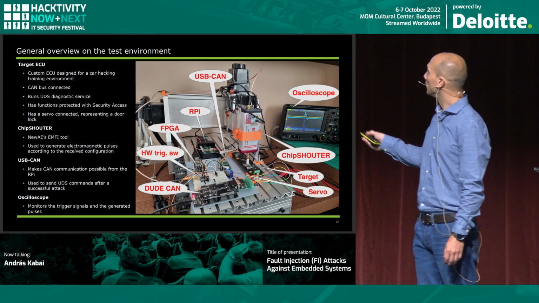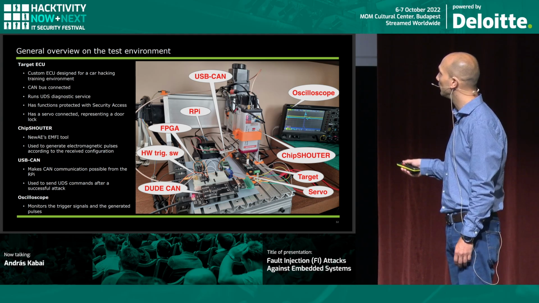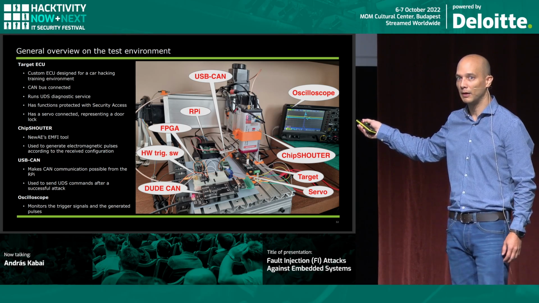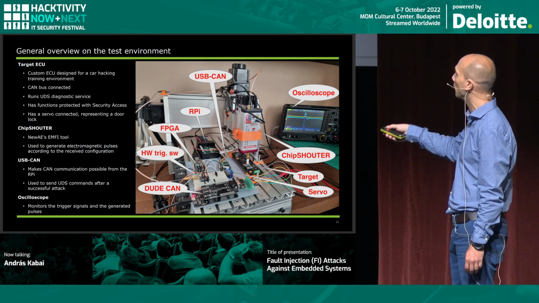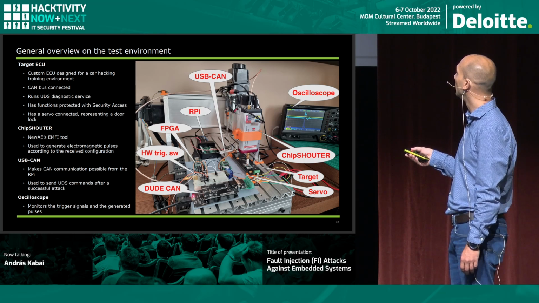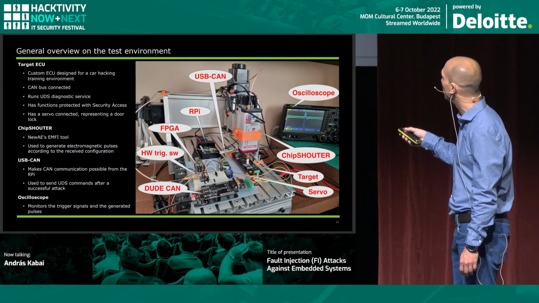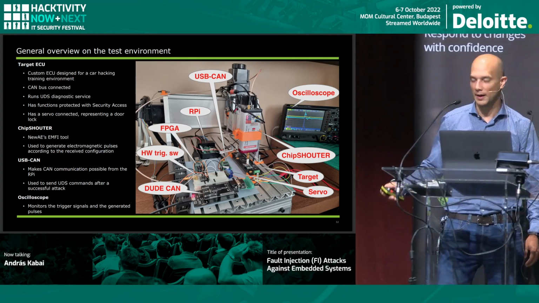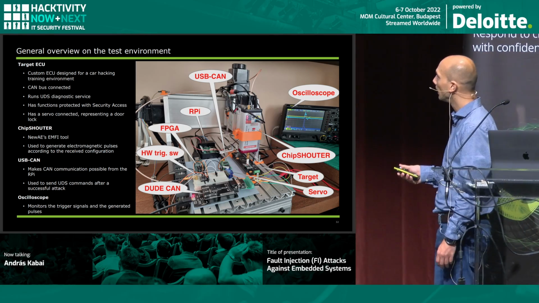We have the target ECU, as I noted, that is coming from our car hacking environment. There is a servo connected to it, so it represents now the door lock. The ChipSHOUTER from NewAE and the USB CAN interface that is connected to the Raspberry Pi let us execute commands through the CAN bus connection if we succeeded.